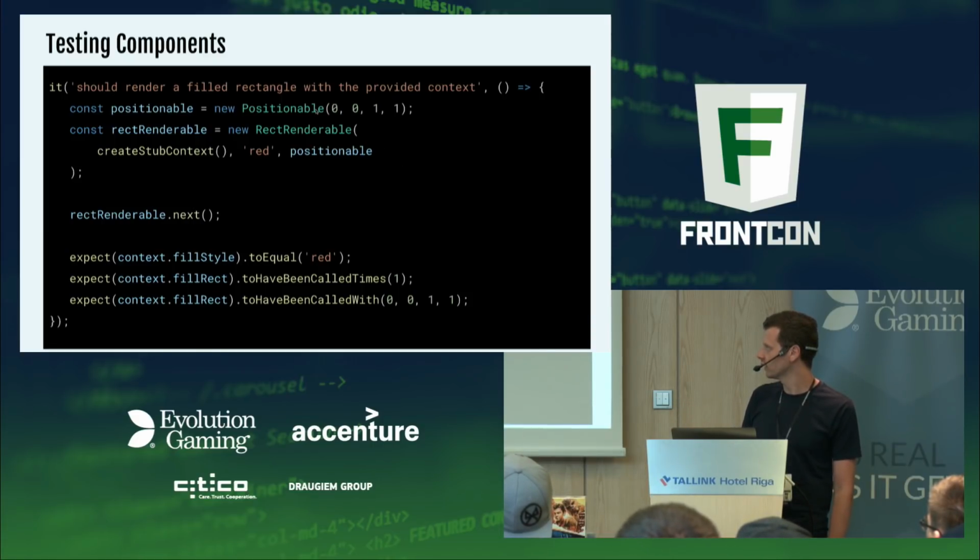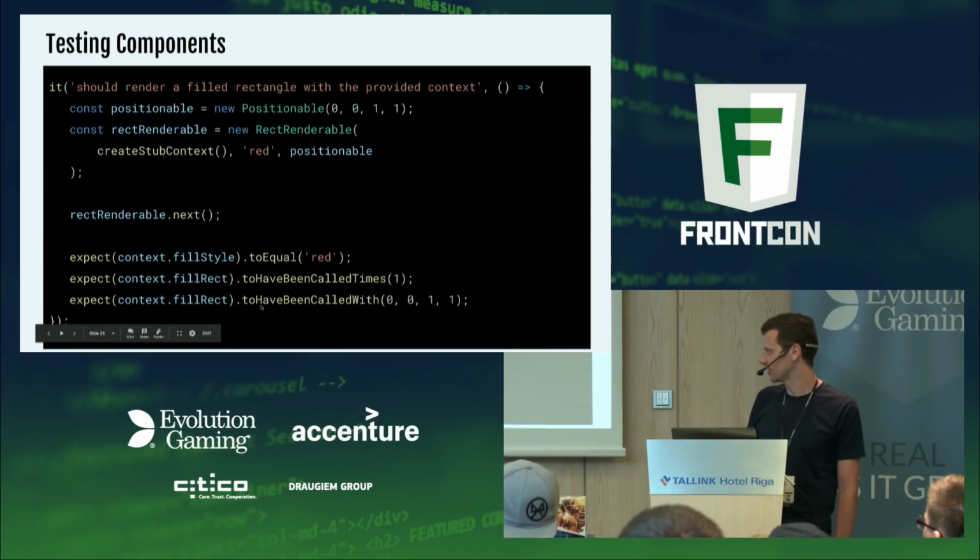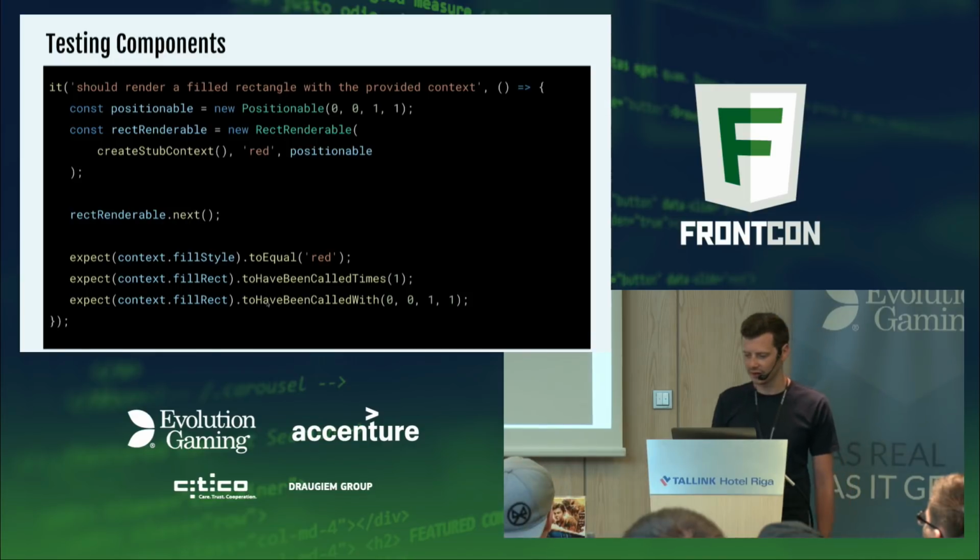So what we're doing is we create a new instance of our rect renderable component, into which we pass a stub canvas rendering context 2D. We set a red fill, and we pass it the other dependency it needs, which is a positionable instance. And then we invoke next, which produces the side effect. Once we've done so, we can provide these assertions to determine that it's the correct fill style, and we've called the expected canvas instance methods, the context instance methods, as expected.